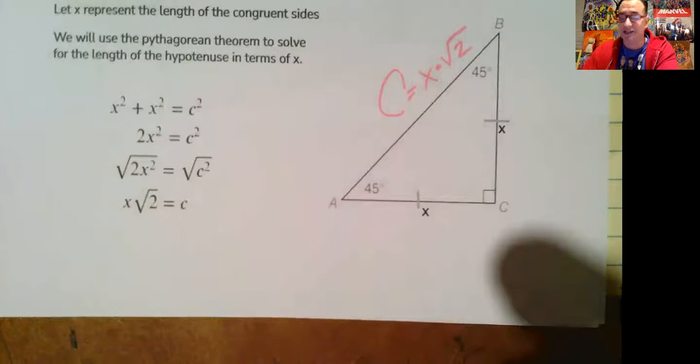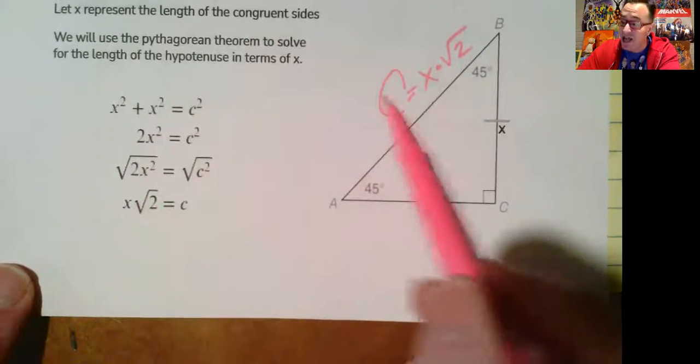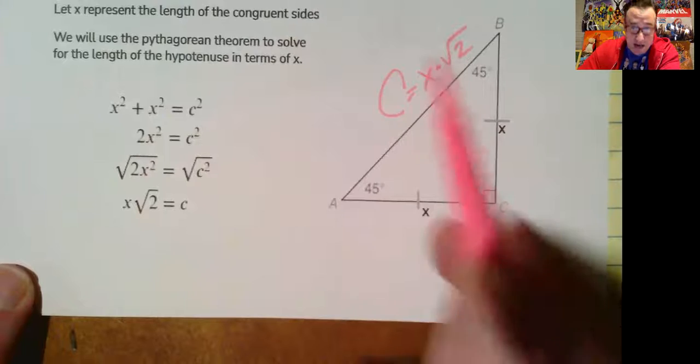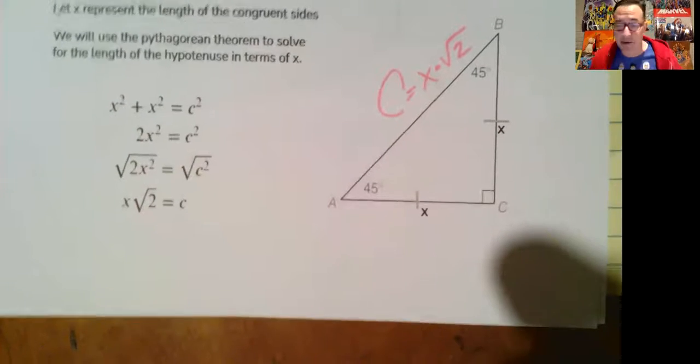And underneath here, that's kind of all solved for you too. X root 2 is equal to c. This third side here, basically you just take the length of this side and it's going to give you that third side by multiplying it by the square root of 2. Now, is that interesting to anybody?